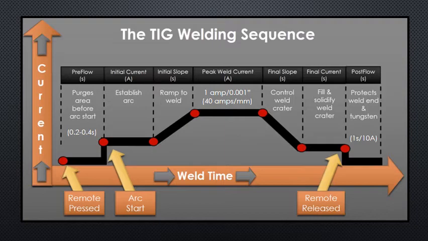Following the arc end, we would go immediately into our post-flow cycle, and we recommend about 1 second for every 10 amps for most welds. So if you were welding at about 100 amps, you need about 10 seconds of post-flow, and that helps to protect the end of the weld as it cools down to room temperature, and it helps to protect the tungsten electrode from oxidation. If your tungsten turns blue or black, you probably need a little bit more post-flow time or a higher gas flow rate to, again, protect it from oxidation.